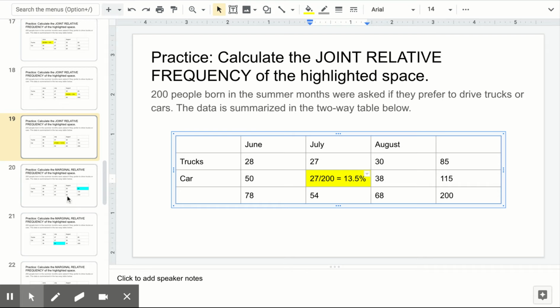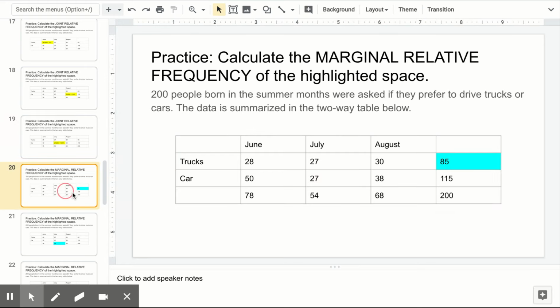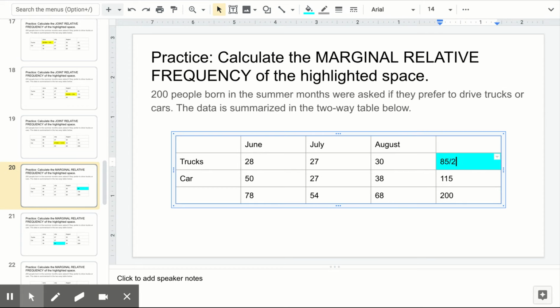We're going to move on to marginal relative frequencies. Again, the margins are the guys on the outsides. So I'm highlighting one region for you. I want you to find the marginal relative frequency. So what we should have done was take that 85, divided by 200. Again, the 200 is because that's the total, the number down there in the bottom right. This should have given us about 42.5%.